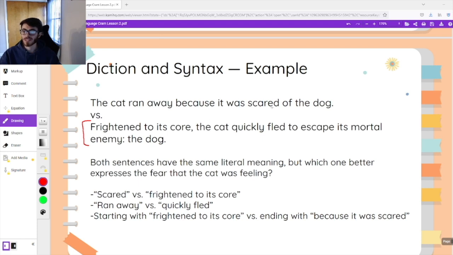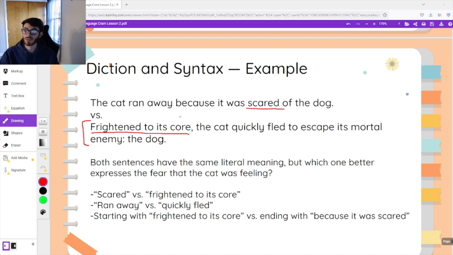In the first example, it tells us that the cat was scared of the dog. In the second one, it tells us that the cat was frightened to its core. Frightened to its core is much stronger than scared, right? It evokes a much more powerful response than just scared. Frightened to its core really gives you that imagery, that idea of, wow, this cat is terrified, right? It's really, really scared. Whereas scared, just like, okay, it's scared, right? You don't think much about it. It's just scared.